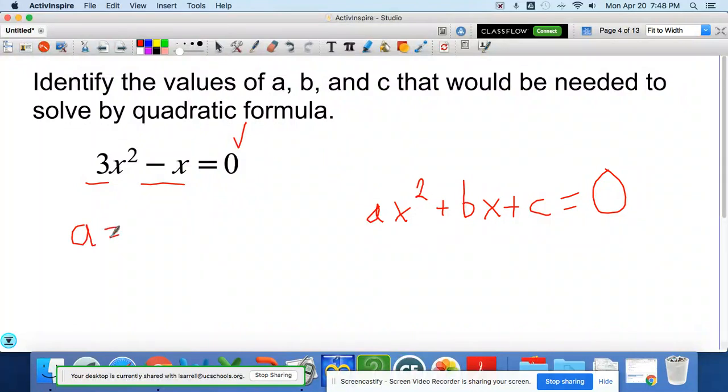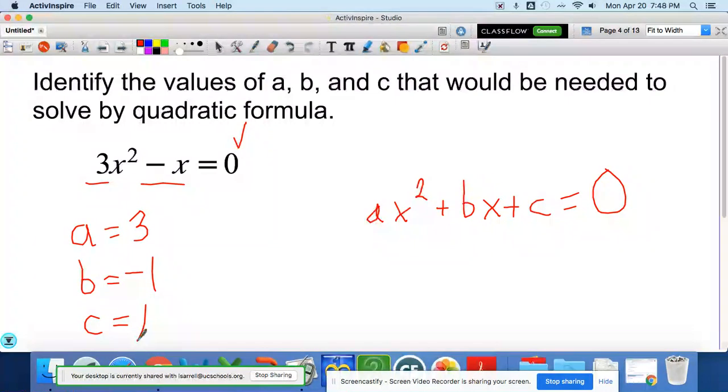A is pretty straightforward. A is just the value of the number in front. That's positive 3. B, well, this is a negative x. So that means B is negative 1. Now, that would trip a lot of people up when we move on to C, because a lot of people look and go, oh, there's no C, so C has to be 1.